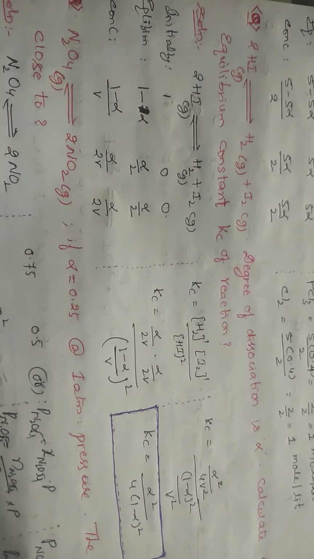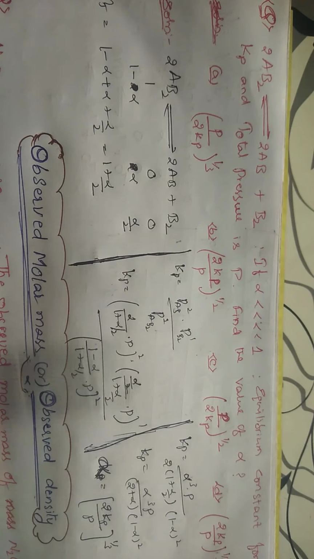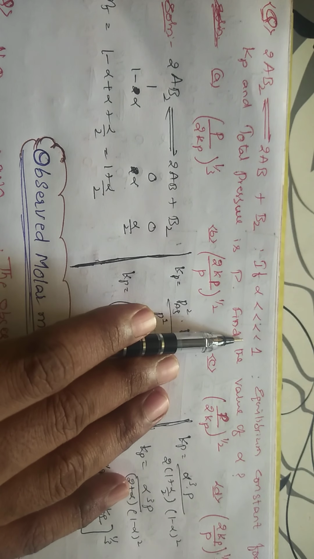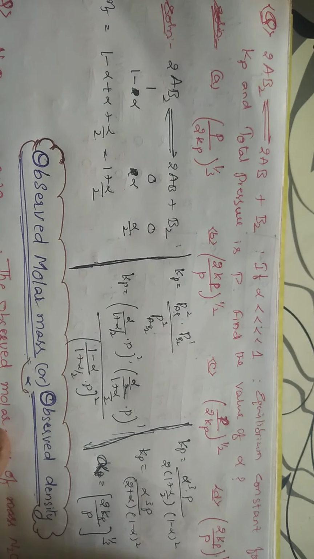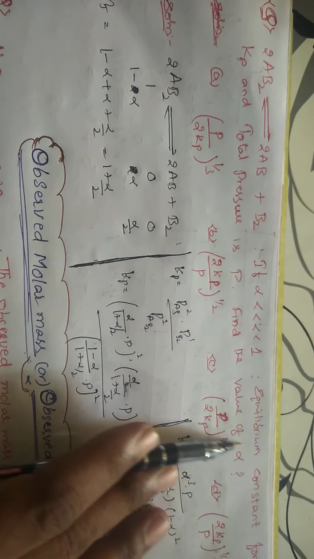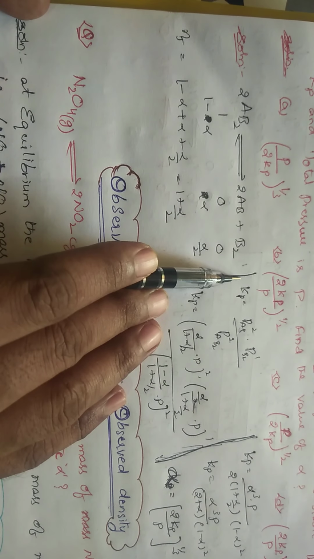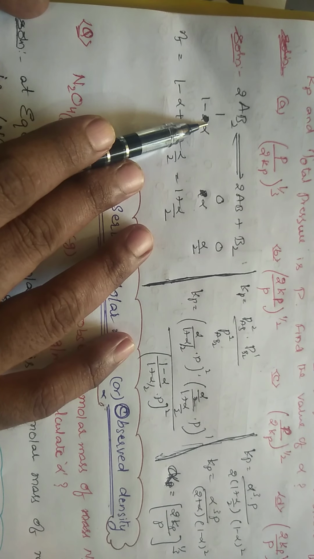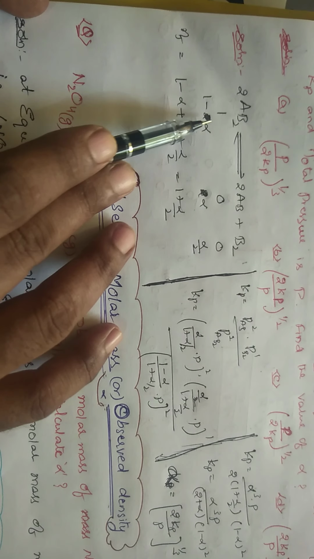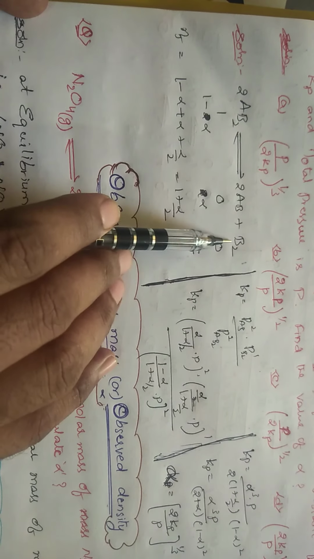Last problem with respect to the degree of dissociation. 2AB2 is in equilibrium with 2AB plus B2. If alpha value is very much less than 1, the equilibrium constant for pressure is Kp and total pressure is P, find the value of alpha. So this is the equation 2AB2 in equilibrium with 2AB plus B2. If I assume this is 1 mole, the others will be 0, 0. From 1 mole, it will be 1 minus alpha. 2 is taken as 1 alpha, so here it is 1 alpha. Here 1 is there, so it will be alpha by 2.